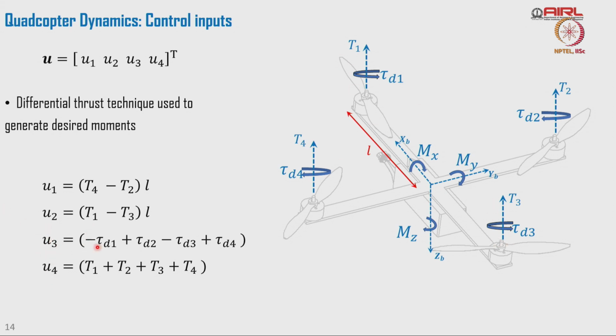U3, this depends on torque. I am trying to get the yaw control: minus tau D1 plus tau D2 minus tau D3 plus tau D4. Remember, 2 rotors rotate clockwise and 2 rotors rotate counterclockwise, that is why my input comes, that will give the yaw control. Your U4 is the total thrust, T1 plus T2 plus T3 plus T4. Okay.